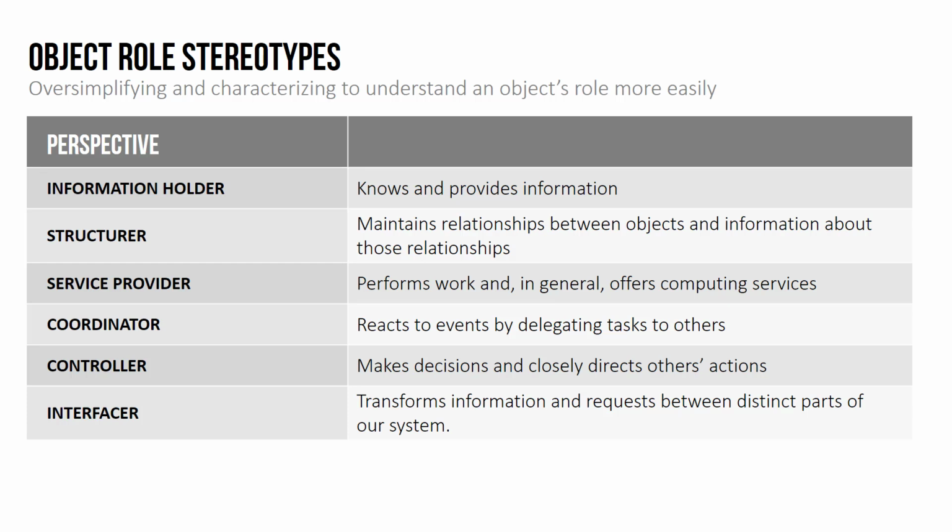Then there's a structurer. It maintains relationships between objects and information about those relationships. There's a service provider. It performs work and in general offers computing services. There's a coordinator that reacts to events by delegating tasks to others. There's the controller that makes decisions and closely directs others' actions. And then there's an interfacer, one that transforms information and requests between distinct parts of our system.